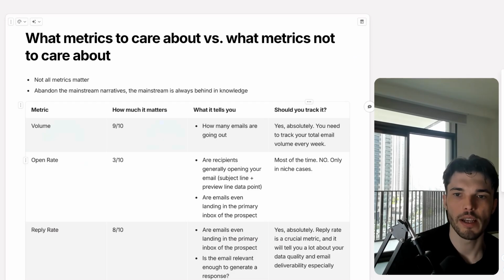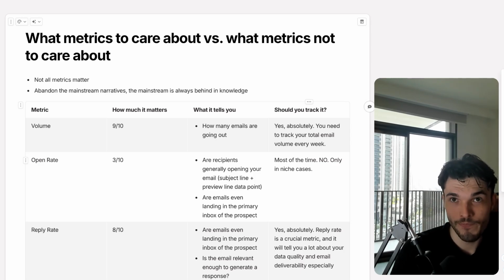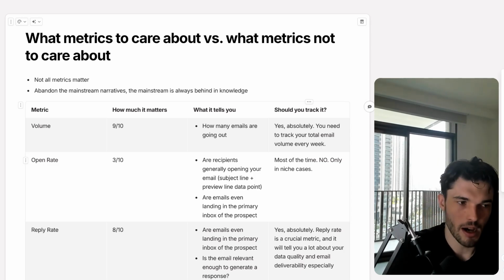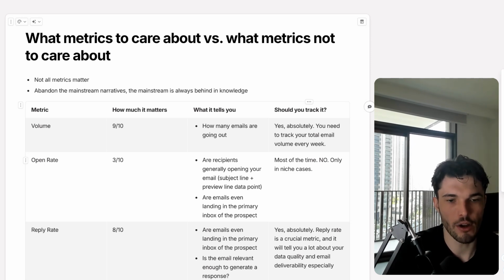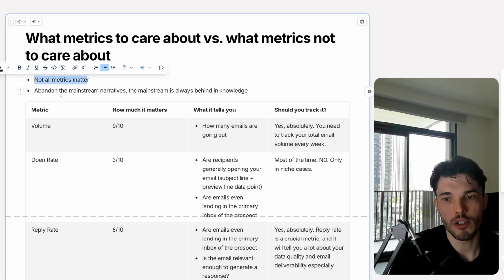The next section here is what metrics to care about versus what metrics not to care about. And this is a very important section because so many people are not really tracking the right metrics. And this goes for even more sophisticated sales teams. They're still talking about some of these metrics that used to matter a lot in the past, like open rate. So the important thing here is not all metrics matter.